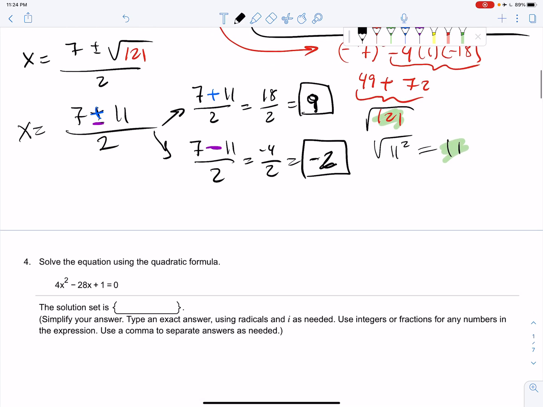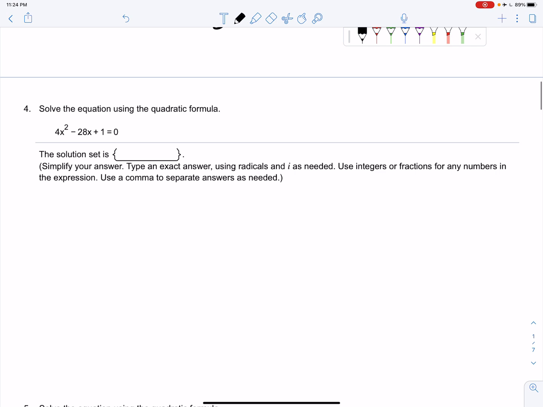All right. Solve the quadratic equation by the quadratic formula. Once again, make sure it's in standard form for that, and it is. I think what I'm going to do is go ahead and write up here a equals 4, b equals negative 28, c equals 1. And then I go ahead and just use my quadratic formula.